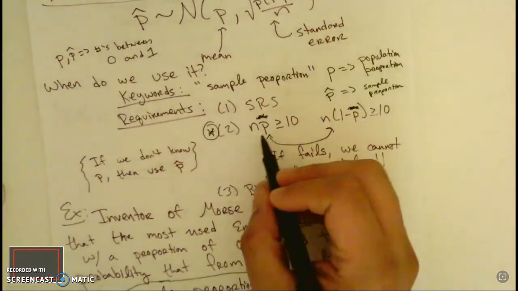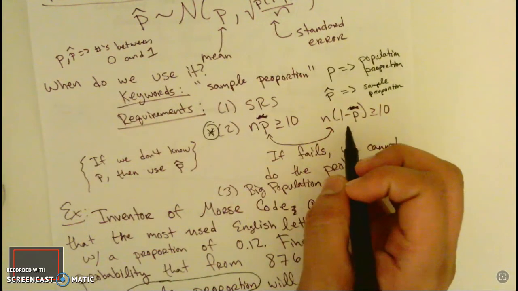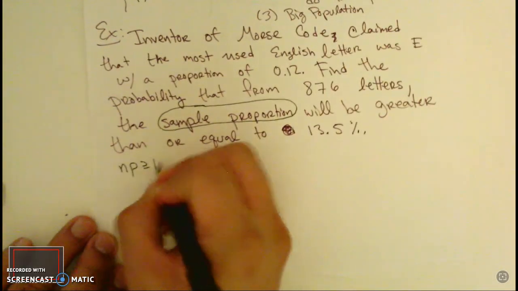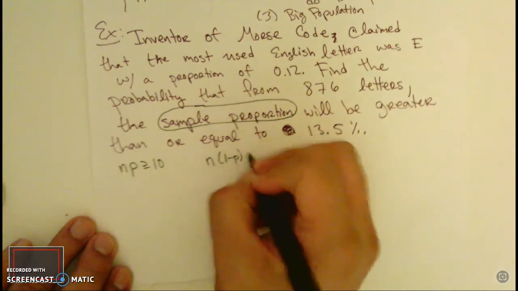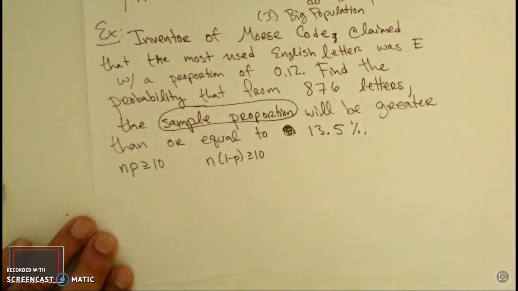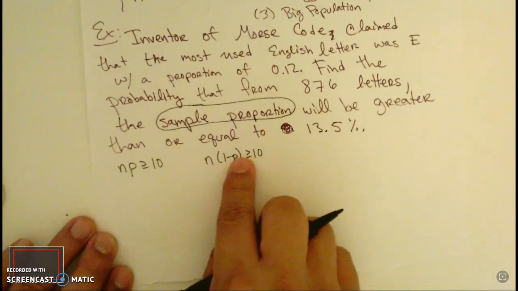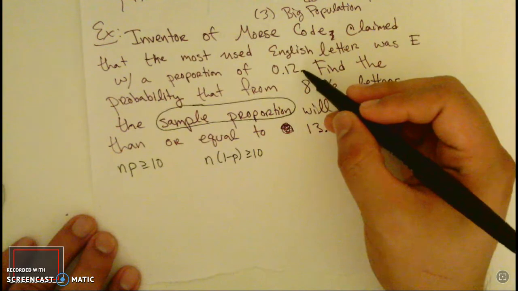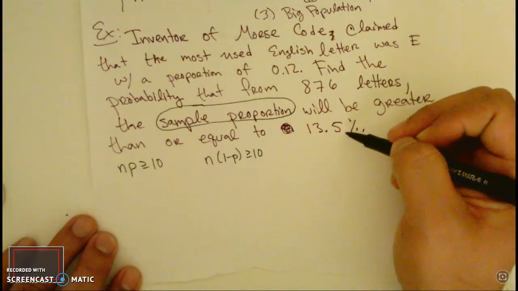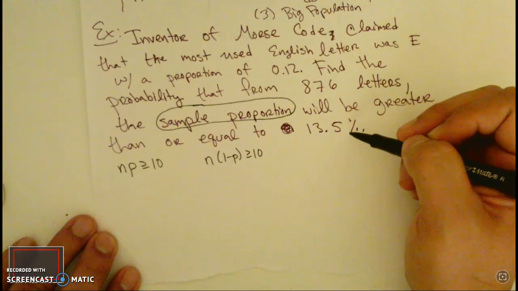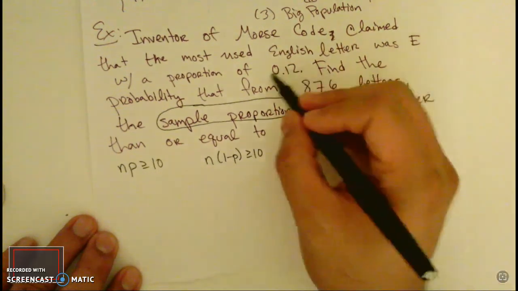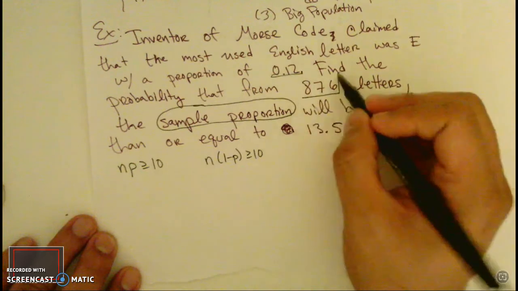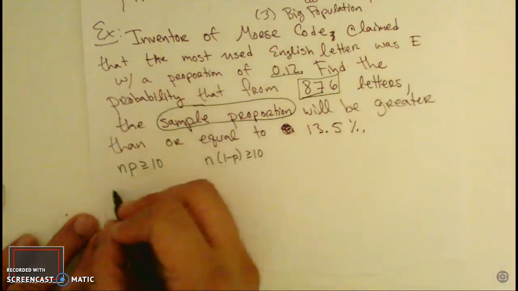Now we need to make sure that it satisfies our requirements. So let's put it down: np has to be greater than or equal to 10, and n(1 minus p) also has to be greater than or equal to 10. Not a hat. I put a hat last time and it shouldn't be there. Now in this case, what is our p? It can either be this 12%, this 0.12, or it can be this 13.5%. Which one is the one that we believe? Remember, p is the one that usually we believe, and we believe that is 0.12. So this is going to be our p. What is n? n is the sample size. In this case, we got 876 letters.